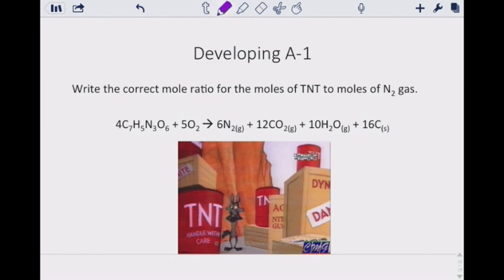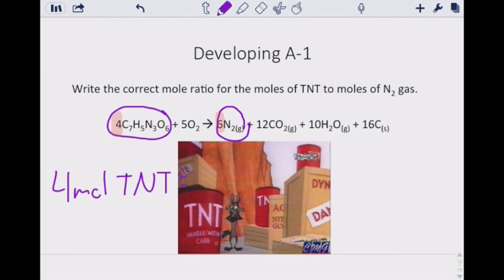So it says write the correct mole ratio for the moles of TNT to moles of nitrogen gas. Now TNT is this right here. Nitrogen gas is right there. We should know nitrogen gas. We probably might not know TNT. But when we're looking at this, look at their coefficients, we have a 4 to 6 ratio. So for every 4 moles of TNT equals 6 moles of nitrogen gas. And that would be our mole ratio, a 4 to 6 ratio.